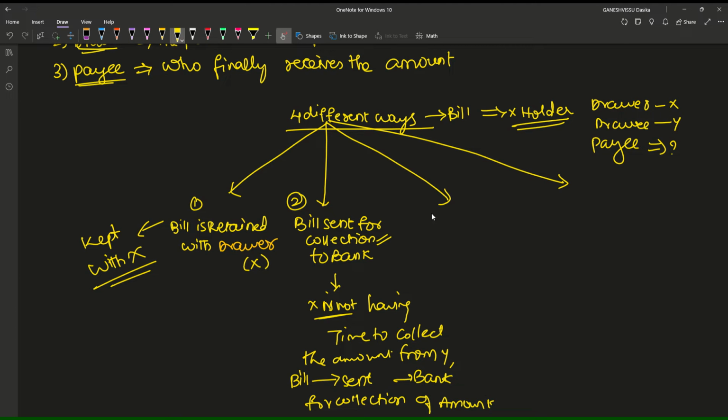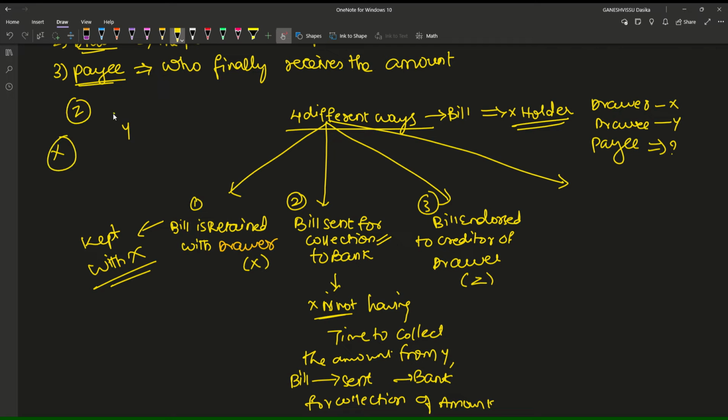And in the third case, we can say bill endorsed to creditor of drawer. Let us say that creditor of drawer is Z. That means what? Let us suppose there are three parties here: X, Y, and Z. These are the three parties.